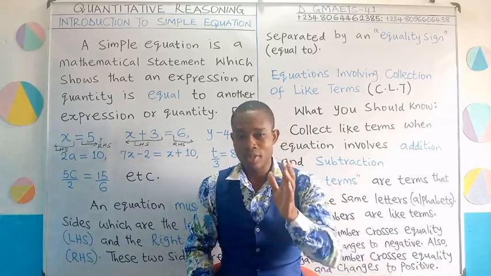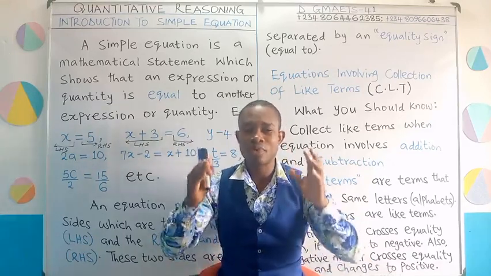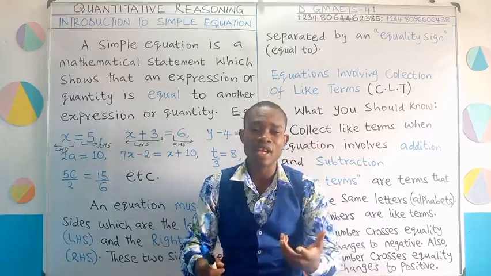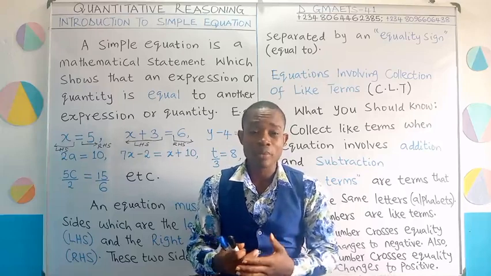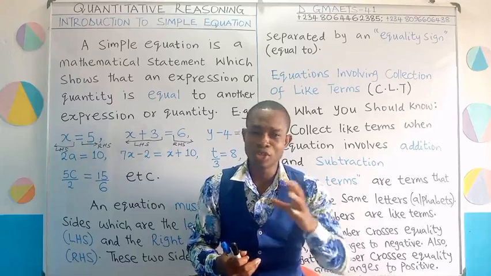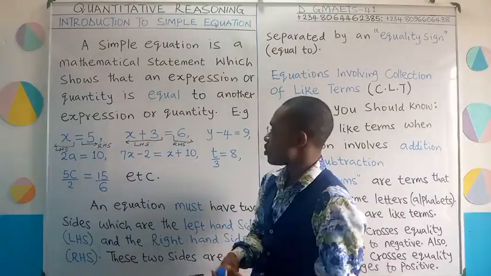Now, I have told you what a simple equation is. I've also told you that a simple equation is always separated or divided into two parts, the left hand side and the right hand side. I've given you some examples here on the board. I've also shown you how you can identify the left and the right hand side. Let's continue with some other examples we have here.